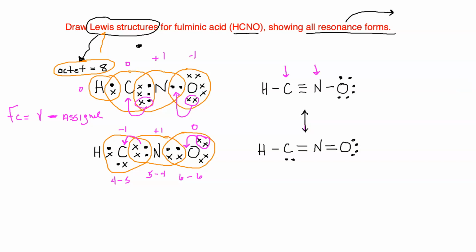So let's draw that. We're going to have an oxygen with one lone pair. And this nitrogen here is now going to have this dot, X, and two X's. Triple bond. And of course this pair here is going to move up, so we're going to have a single bond here.